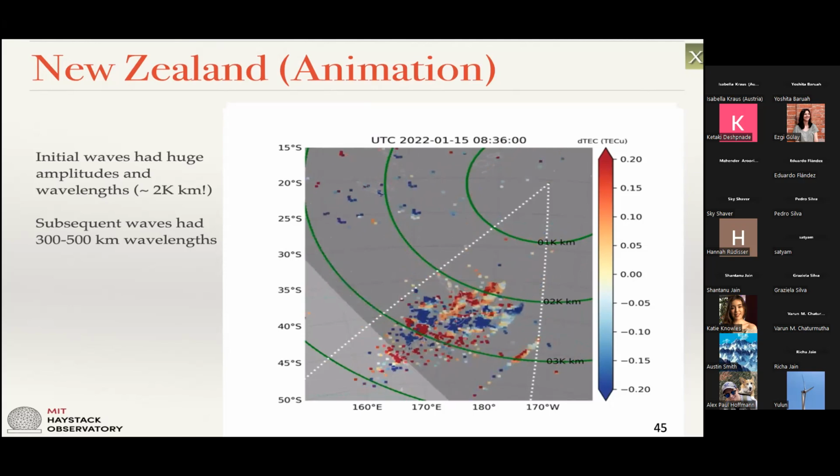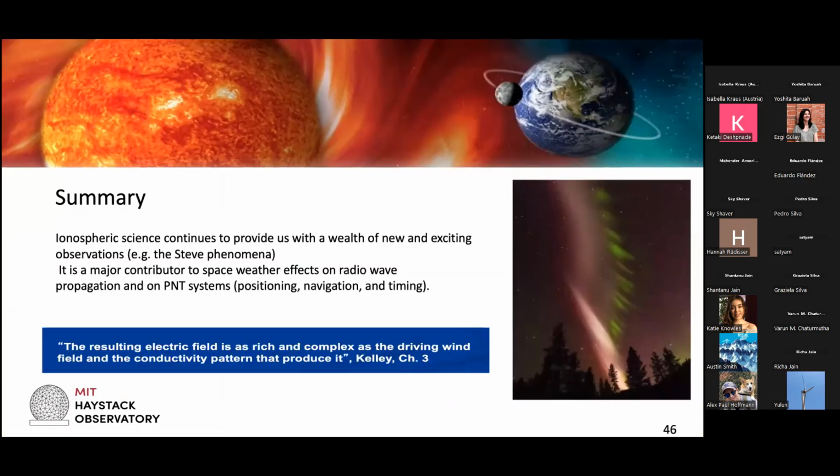It was pretty exciting. All right, so in summary, and I think I've done my timing pretty well, ionospheric science, at least for me, continues to provide us with a wealth of new and exciting observations. And one of the things, for example, is the STEVE phenomenon, you see this right here, that was only just discovered by amateur astronomers. It's not really aurora, but they captured it.